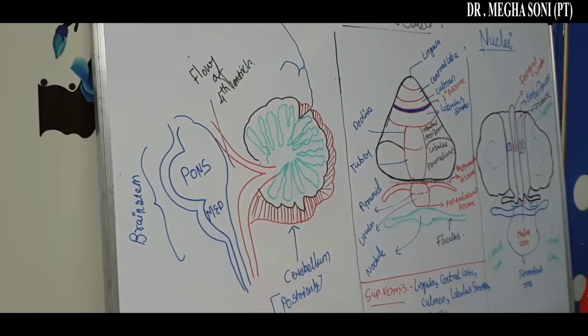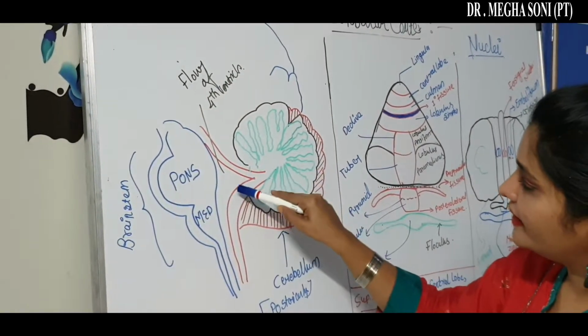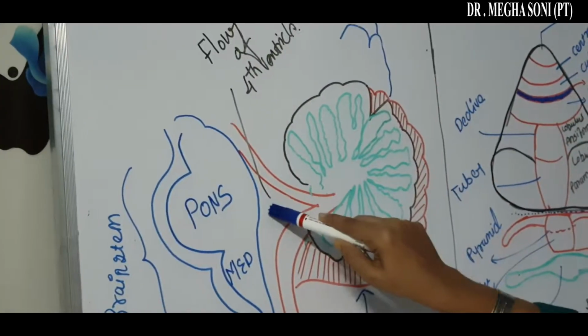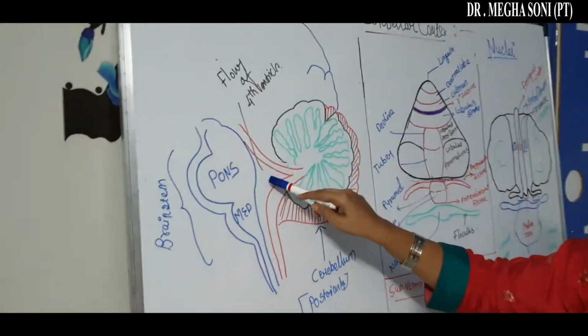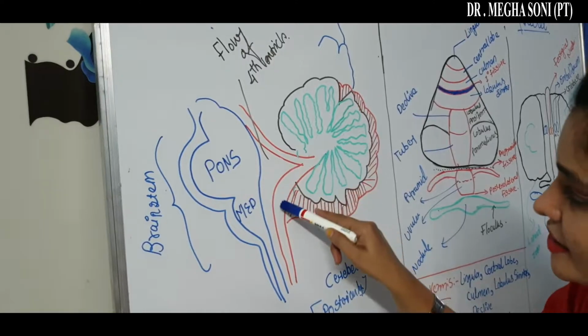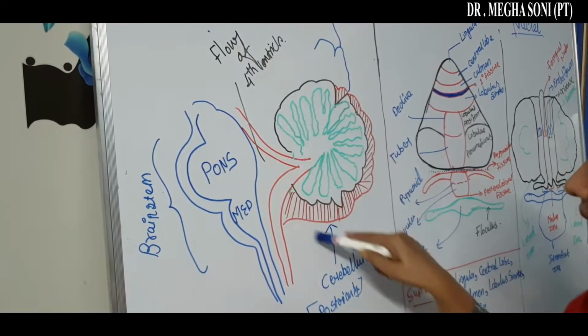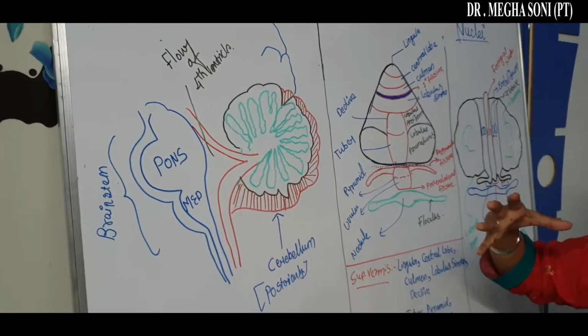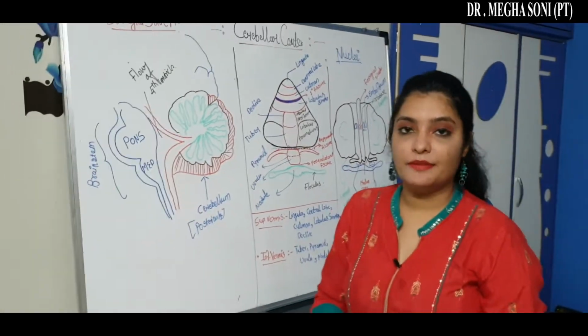But as I said, there is one structure, that is the floor of fourth ventricle. So you can see this is the floor of fourth ventricle, which is situated just between the brainstem and cerebellar cortex. So this is the basic position of the cerebellar cortex.